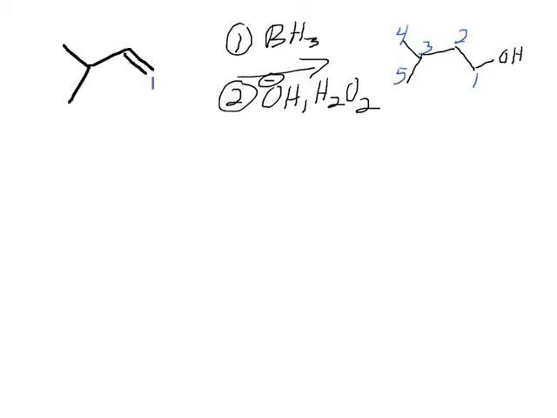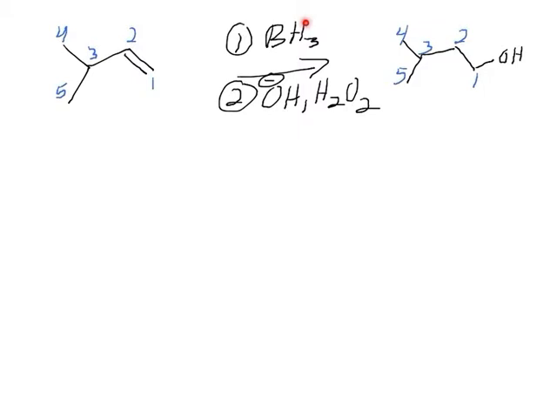All right, so if we number it 1, 2, 3, 4, and 5, we know with BH3, we end up on the less substituted carbon. The boron ends up on the less substituted carbon because of sterics. Right? So now we can go ahead and draw the mechanism. I'll go ahead and go forward with it.